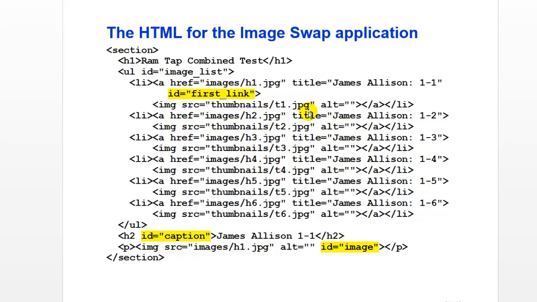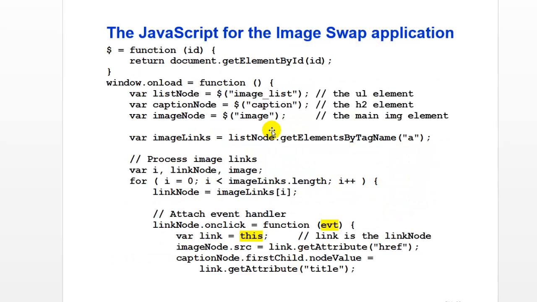You also have things like title, which will go in the caption, which we can see in just a second. You've got caption node first child node value. So that's saying the caption should be set to whatever the particular title is when the user clicks on this particular node. Now notice, link node onClick, this loop is just attaching this function to the onClick of that particular link. It is not calling them for each of these.